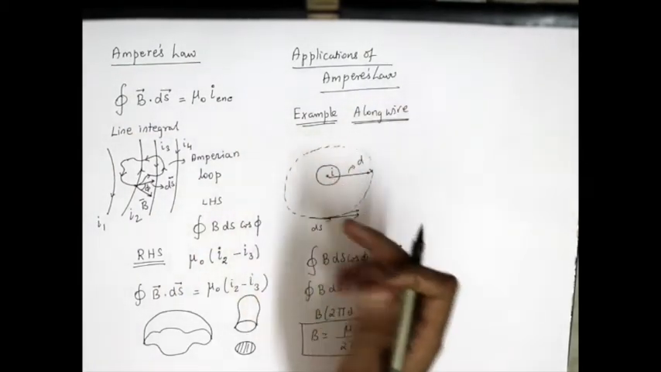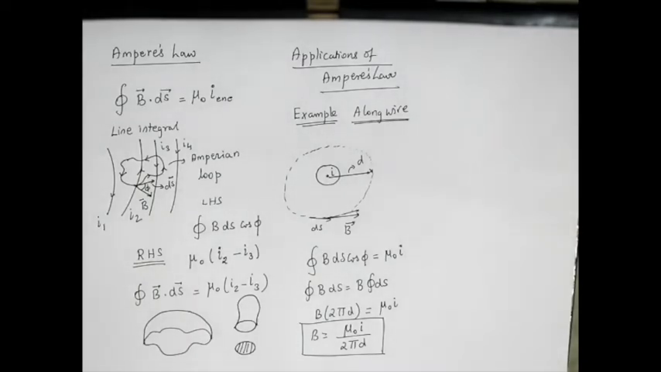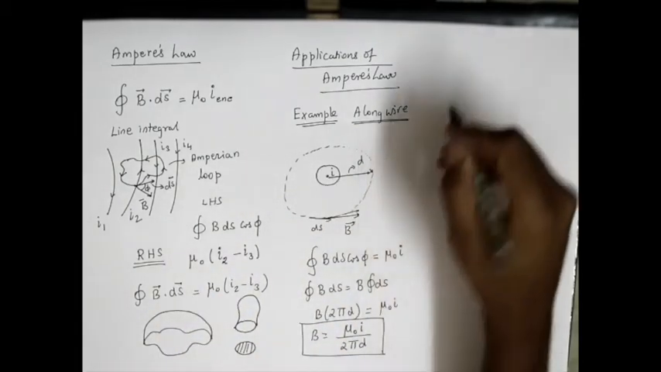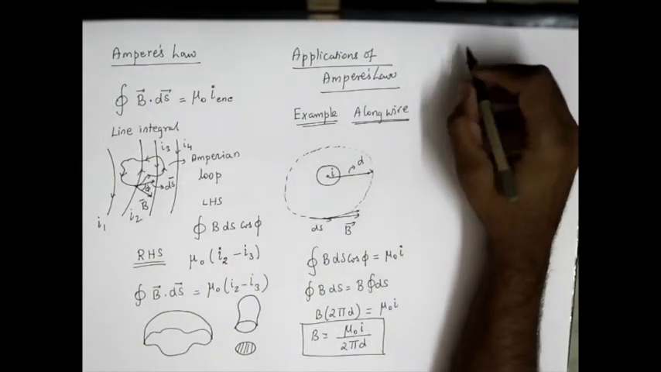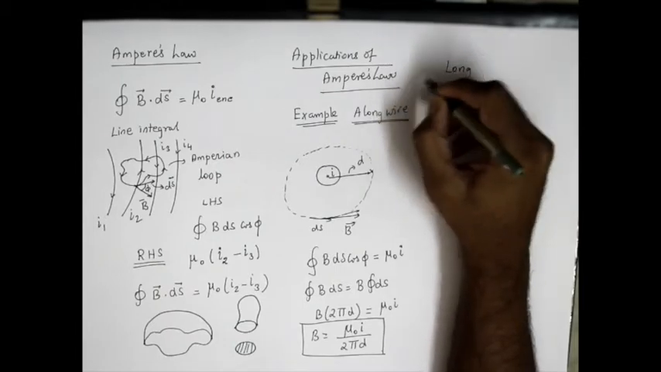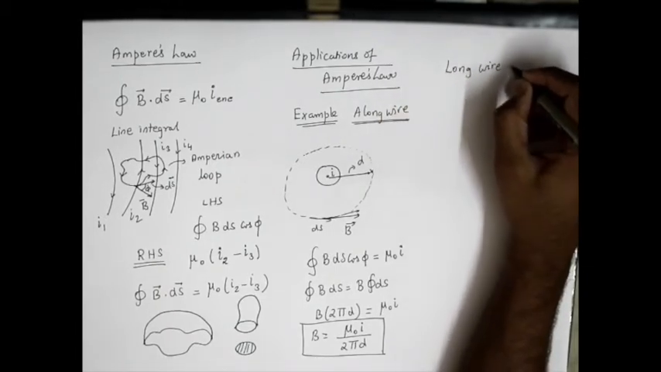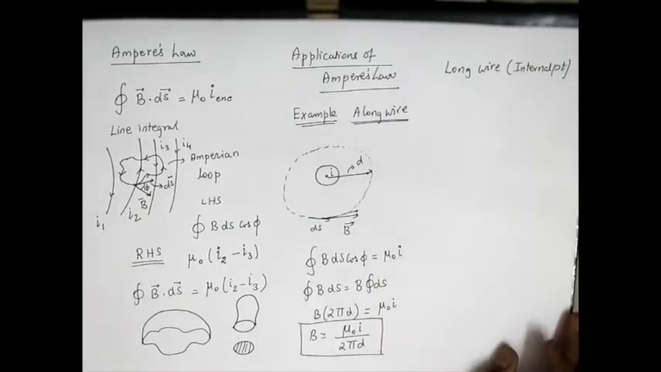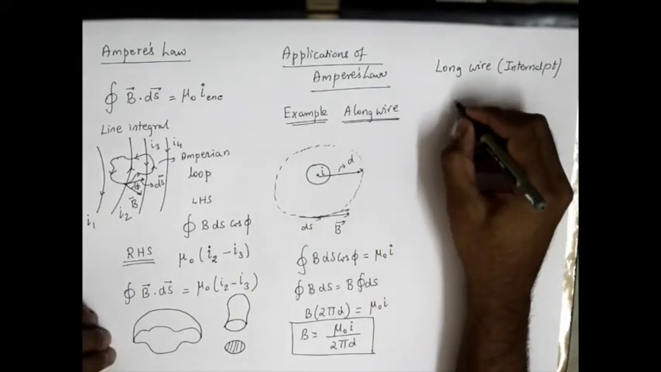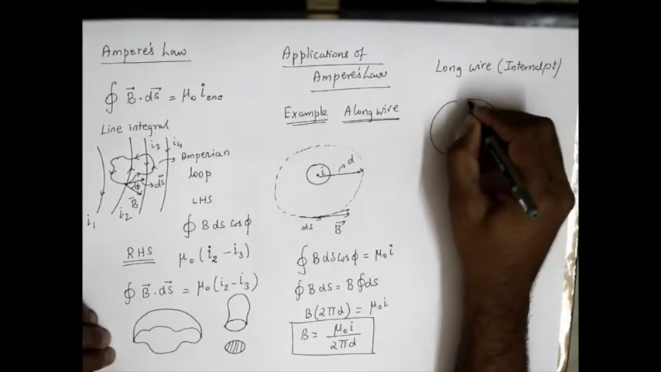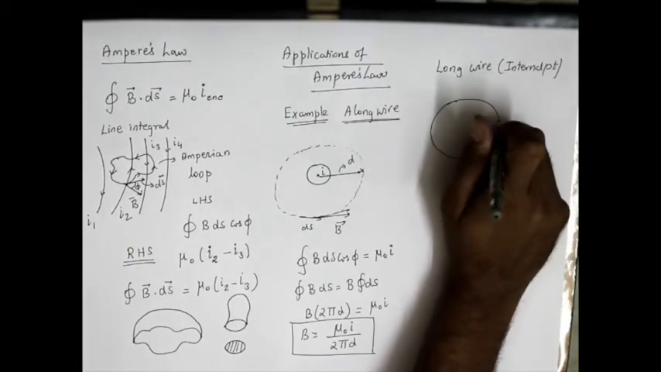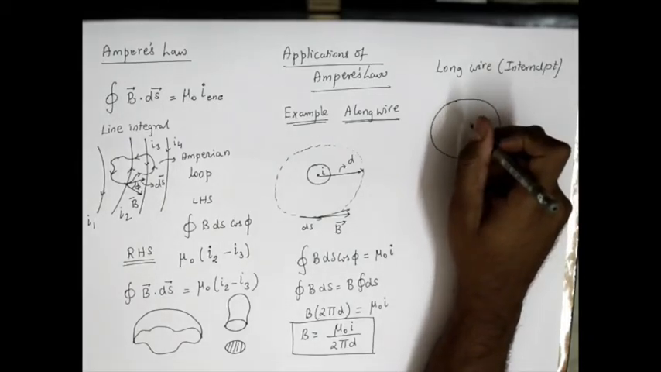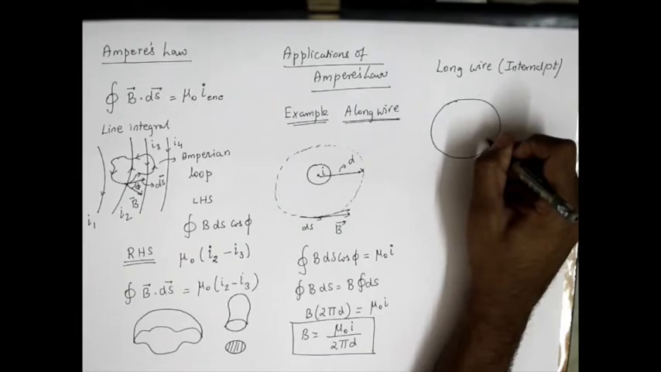Sometimes you will have very thick wires, and you are interested in calculating the magnetic field at a point P that is located inside that particular wire. So let's do this. Example 2, long wire, at internal points. Let me draw a long wire. This is the wire, it carries a current I, and we are interested in calculating the magnetic field at any point P inside.